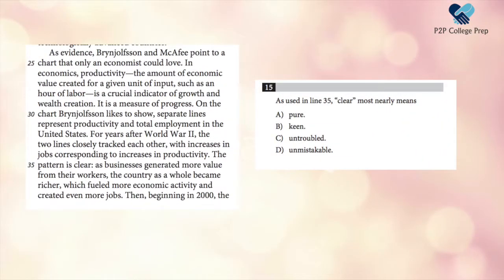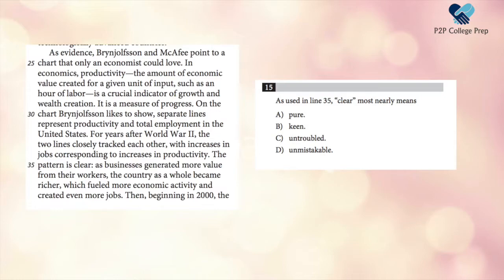Moving on to number 15, which says, as used in line 35, clear most nearly means. So for vocab in context questions, what I like to do is immediately go to the text, try to figure out what that word means, and then look at the answer options to find which word in my head best matches the possible options. So let's just go ahead and do that. Line 35 says, the pattern is clear. As businesses generate more value from the workers, the country as a whole became richer. So that's all we really need. So in my head, the word clear means evident.